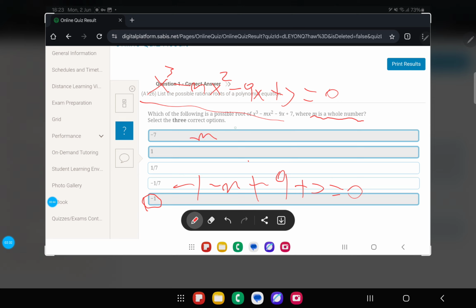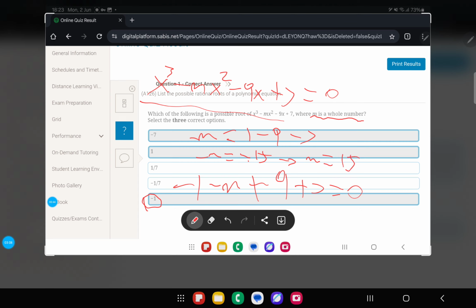We're going to flip all the other numbers to the other side and isolate m. So negative m equals, we flip negative 1 and it becomes 1, then we have negative 9 and negative 7. So negative m equals negative 9 plus negative 7, which is negative 16, and then negative 16 plus 1 is negative 15. Divide by negative 1 on each side, we cancel them out, and m equals 15.